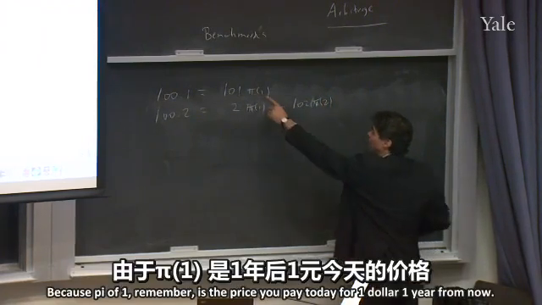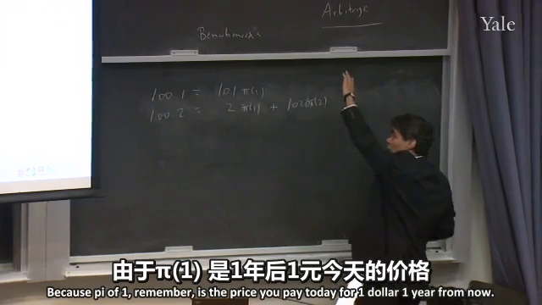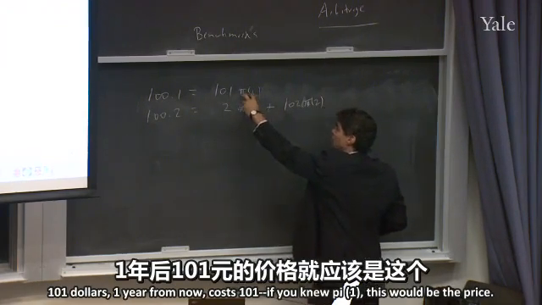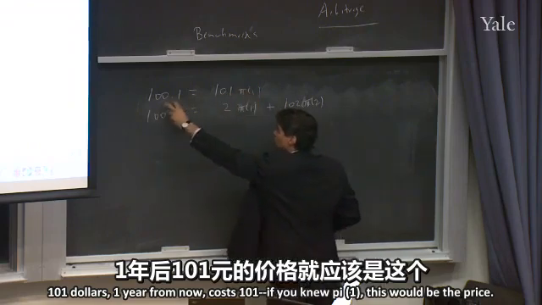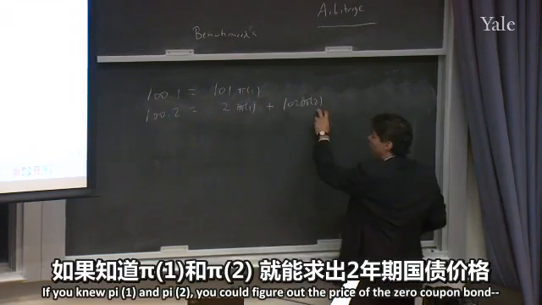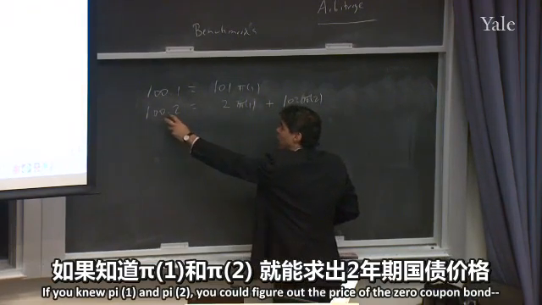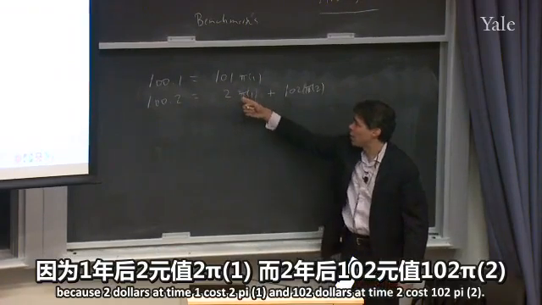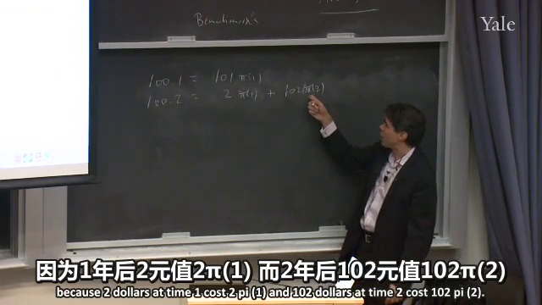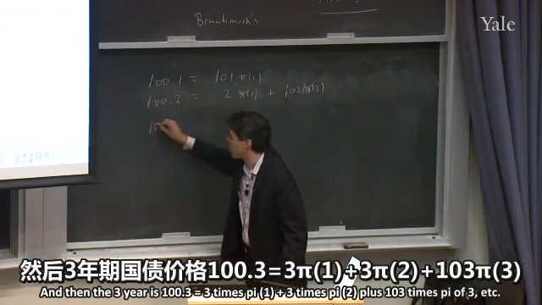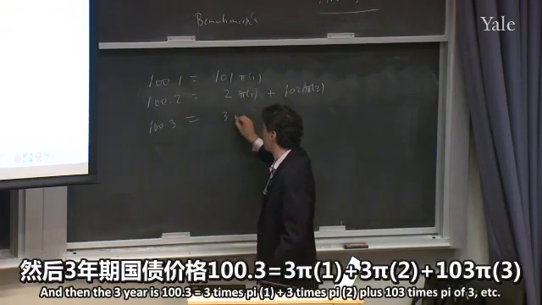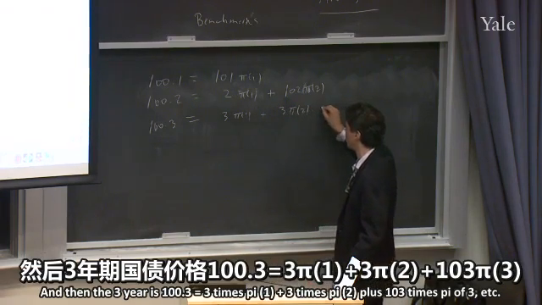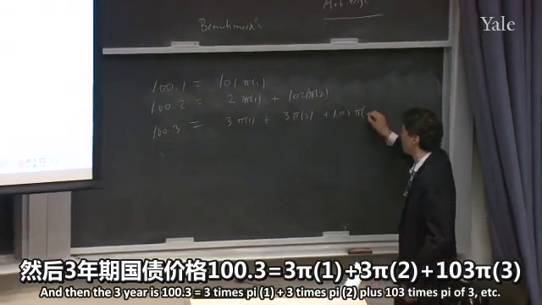Right? Because pi of 1, remember, is the price you pay today for $1 1 year from now. $101 1 year from now costs 101. If you knew pi 1, this would be the price. If you knew pi 1 and pi 2, you could figure out the price of the 2-year treasury bond, because $2 at time 1 costs 2 pi 1, and $102 at time 2 costs 102 pi 2. And then the 3-year is 100.3 equals 3 times pi 1 plus 3 times pi 2 plus 103 times pi of 3.